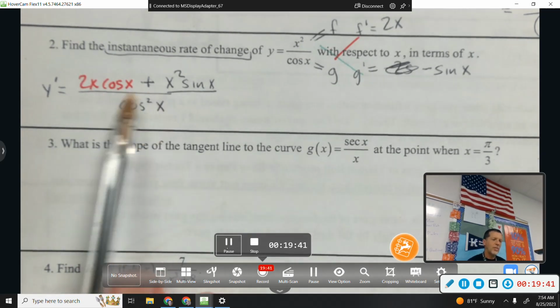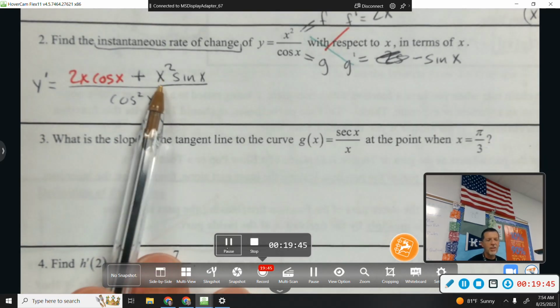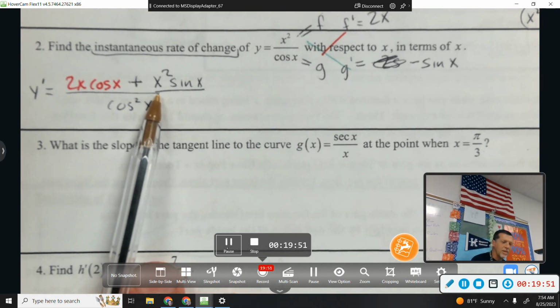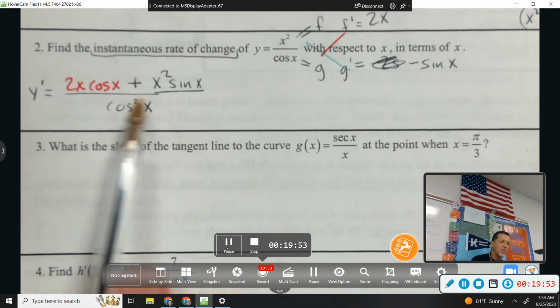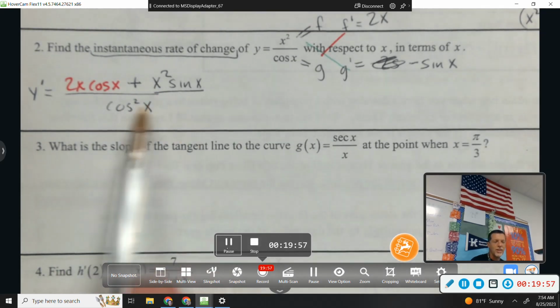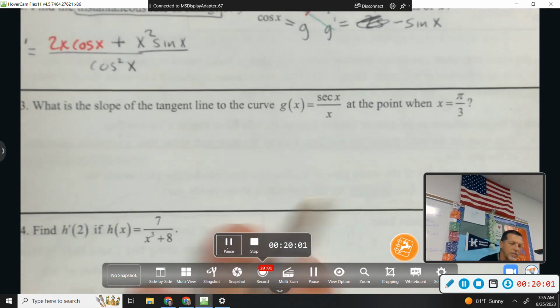I suppose we could factor out an x. Back in the years when we used the textbook more often, the textbook wouldn't give solutions. It would give answers, but not solutions. And so the textbook would do crazy things like factor out an x. That's not too crazy, but we don't have to worry about that. That's plenty good enough.